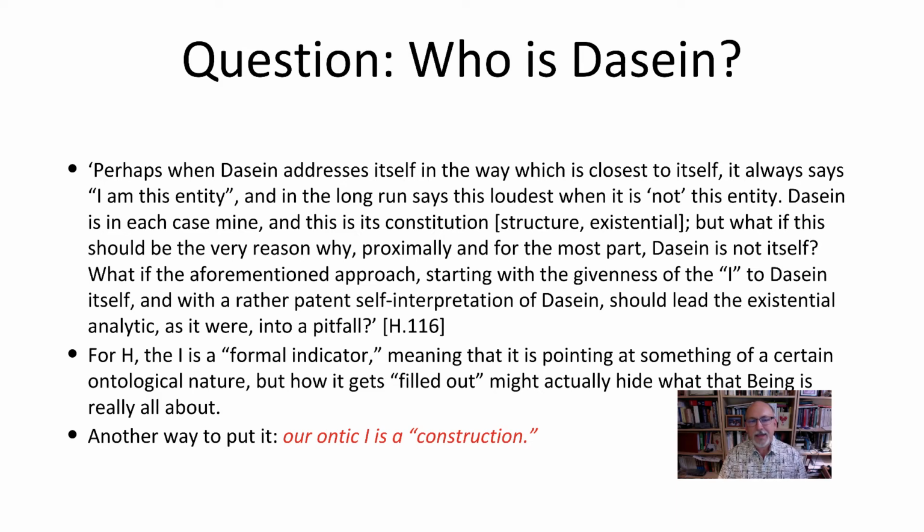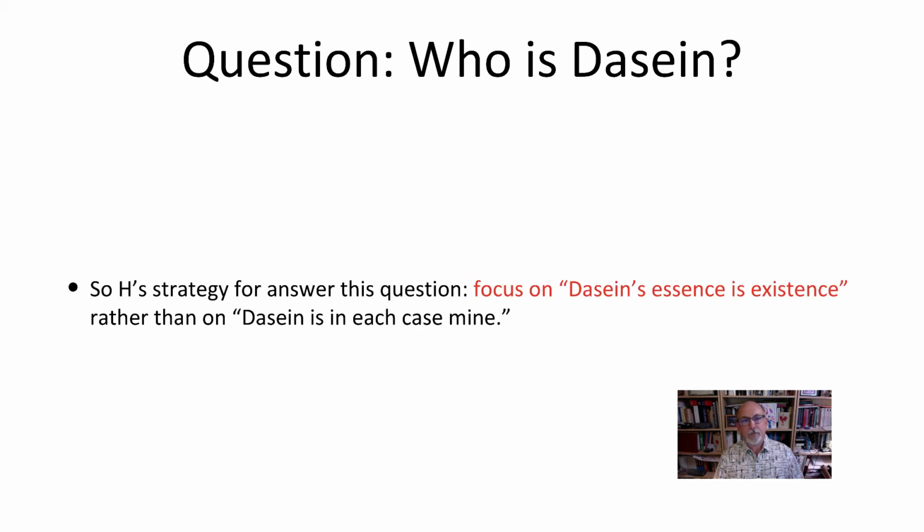Another way to put this is, our ontic I, the person that you are and think you are today, and the person that I am and think I am today, is a construction. It's a construction. It got constructed. The question's going to be, who did the constructing? Where did the construction come from? In every choice we make, in every act we undertake, in everything we do, we are constructing the I that we are. How are those choices being made? How are those decisions being made? That's what Heidegger wants to ask about, because the answer to that will tell us who is Dasein.